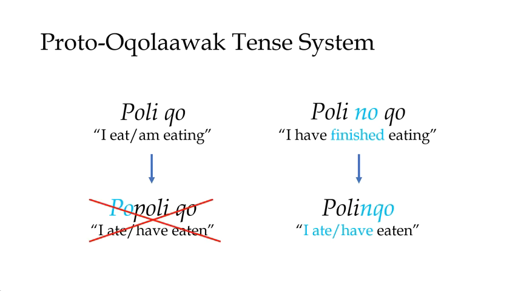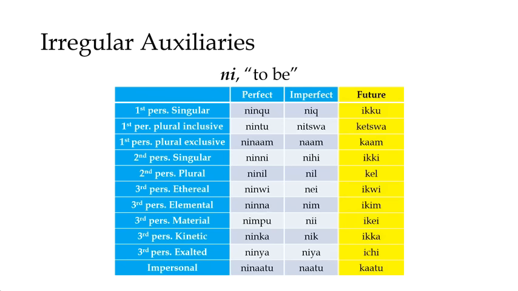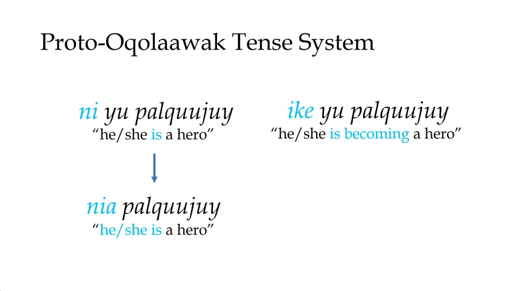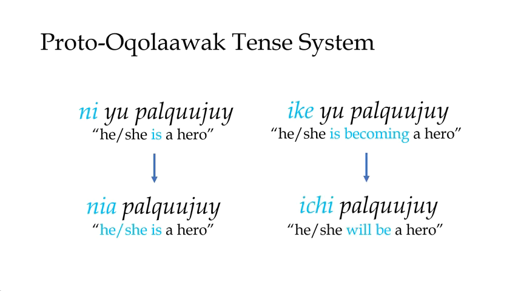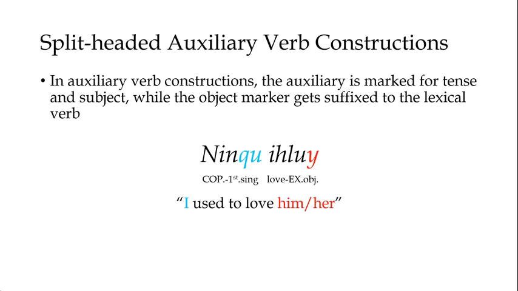The reduplicated perfect was lost in all verbs except the copula and the locative copula, which were used frequently enough to resist adopting the new pattern. Meanwhile, for the future copula, a different root, meaning to become, was used, which then became incorporated into the same paradigm by suppletion. By the way, the auxiliary constructions are split-headed, so the subject marker gets suffixed to the auxiliary, and the direct object goes onto the lexical verb.